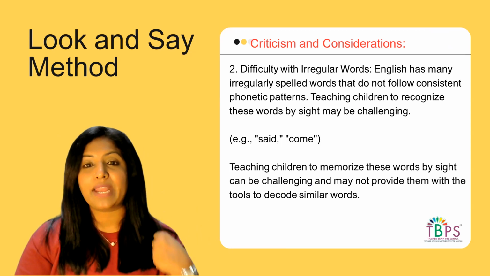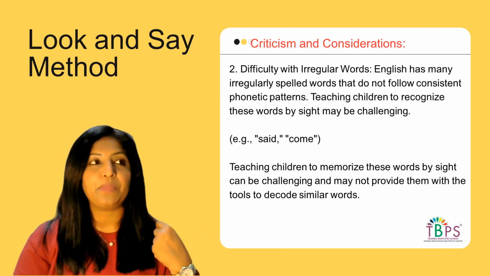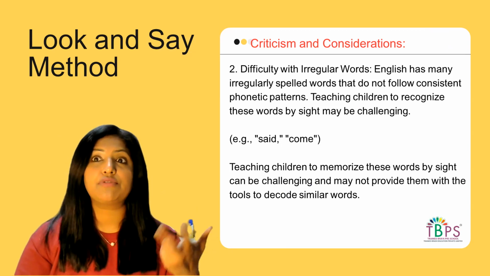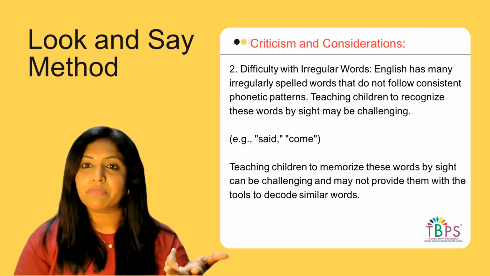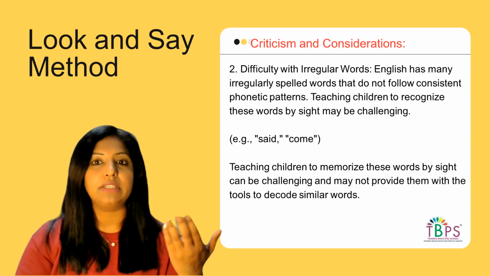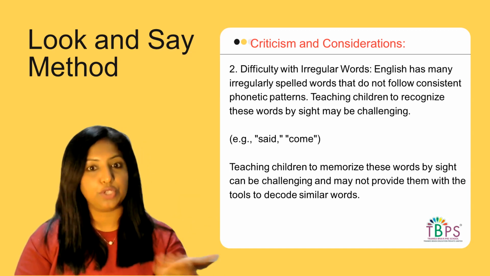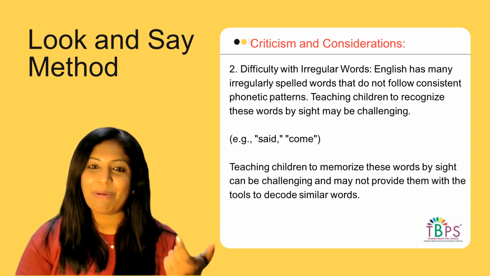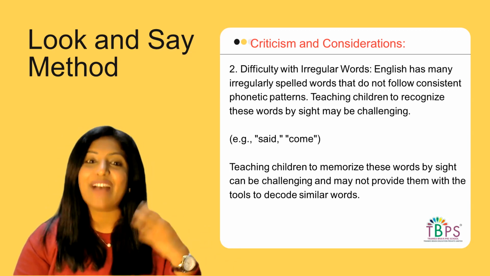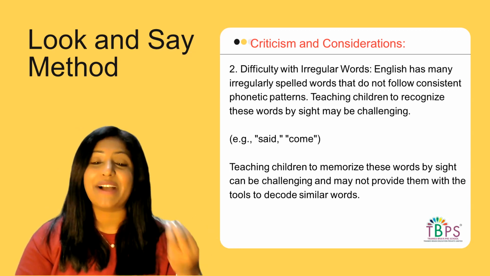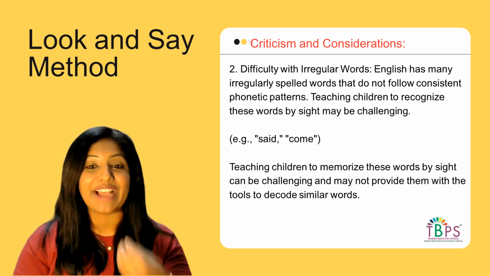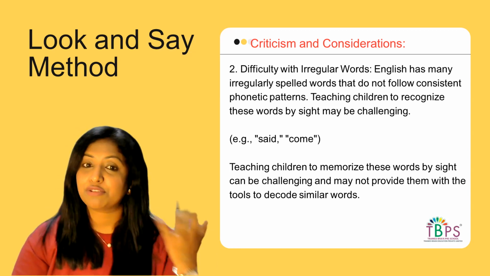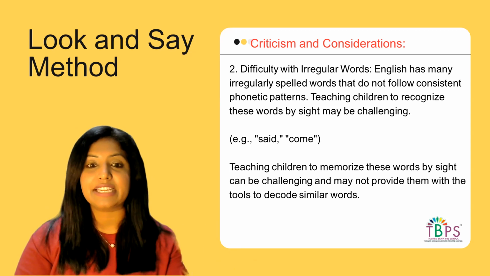Now, for example, when I have these irregular words like said, come. If I use the phonic way, how do you decode come? K is C, A is U, M is M, right? But the actual spelling is COME. Correct? So we have to learn these words by heart. We have to memorize these words. These words need to be taught by sight. So sometimes, yes, it has to be taken by sight.